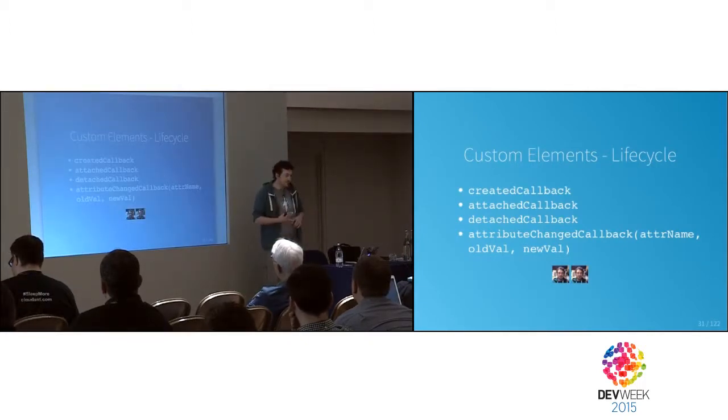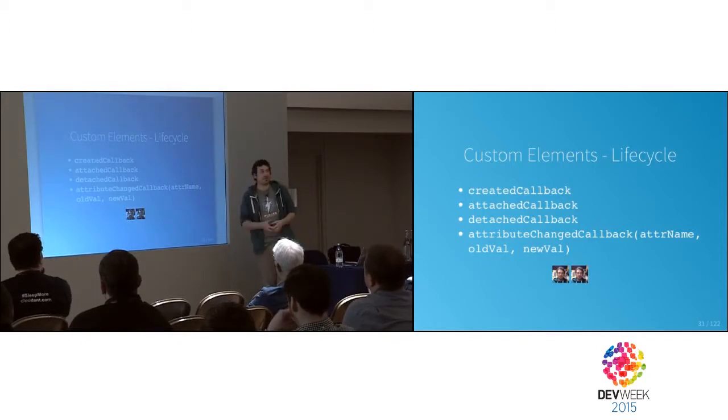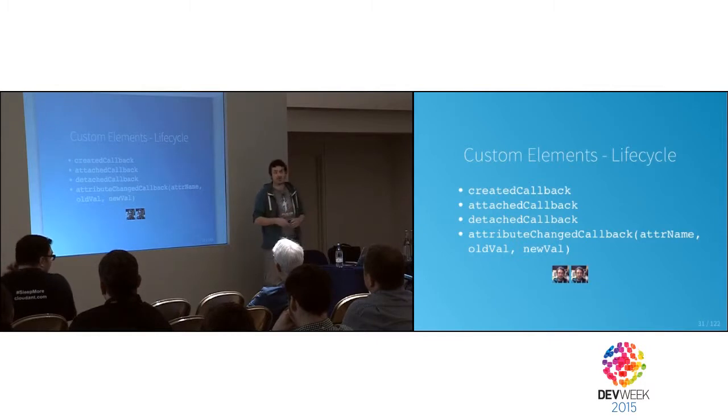So we've already seen one of the callbacks, but there are 4 callbacks. There's created, so when the element is actually created, when it's attached, so when it's actually added to the document object model, and when it's detached, when it's removed from the document object model, and when an attribute is changed. And obviously that's quite important because you need to know when attributes change to change what's potentially rendered in there.